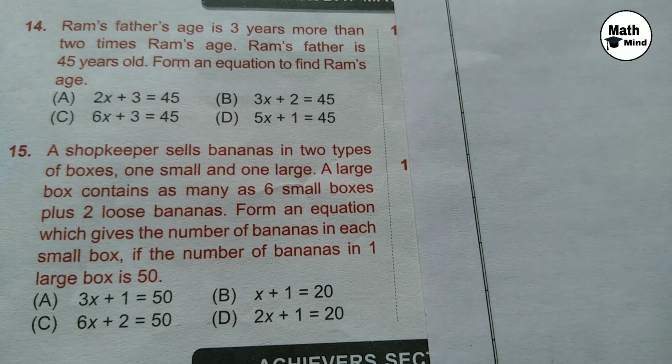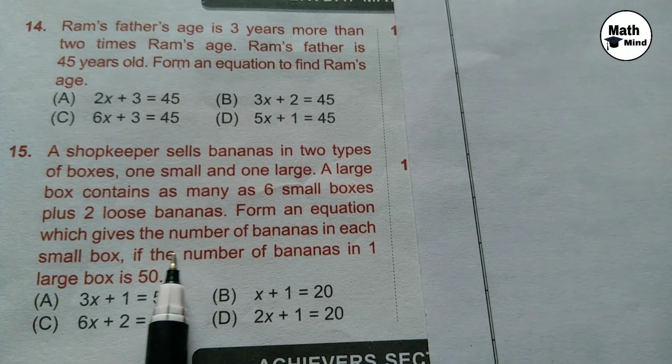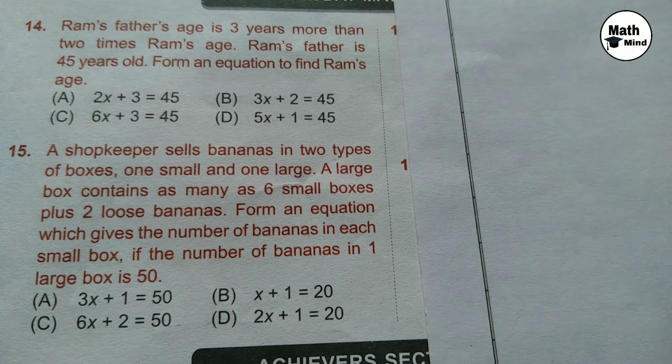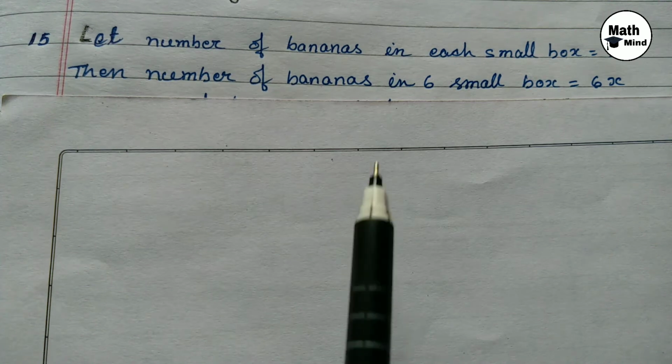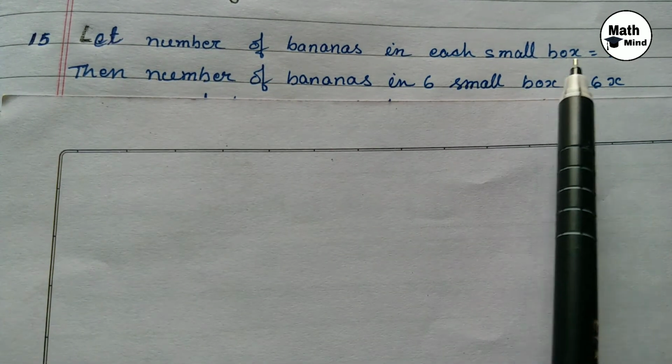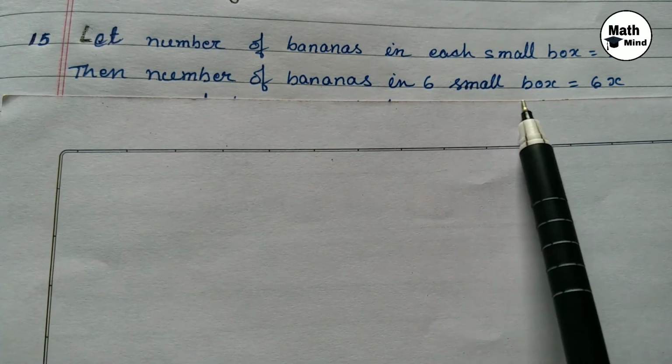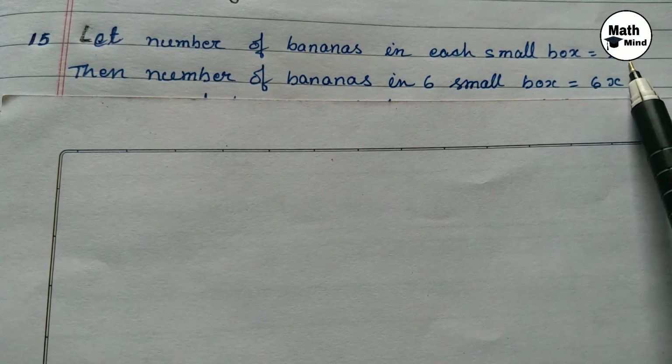Form an equation which gives the number of bananas in each small box. If the number of bananas in one large box is 50, let the number of bananas in each small box equal x. Then the number of bananas in 6 small boxes equals x into 6, that is 6x.